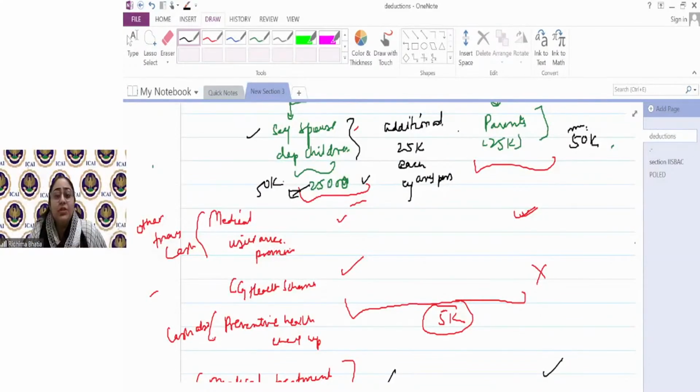So the maximum deduction which can be claimed under this section would be 1 lakh if the self person is also a senior citizen and the parents are also senior citizens. Or the maximum deduction if parents are senior citizens and I am not is 75,000, which is 50 for them and 25 for me. Or the maximum deduction if no one is a senior citizen is 25 for parents and 25 for self, which is 50,000.